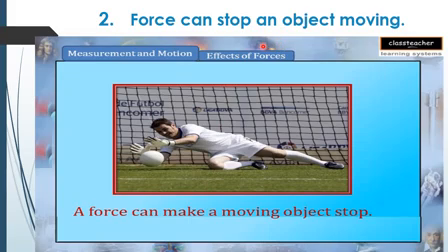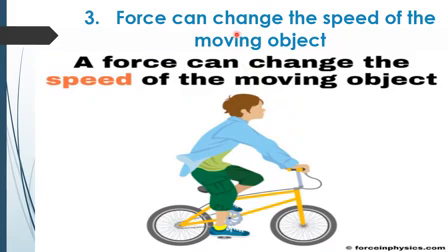Force can stop an object moving. Again, we can take the example of a football goalkeeper. When a kick is made on the goal, or the post of the football, you see the goalkeeper stops the ball. While stopping it, he is basically applying force in the opposite direction to stop that ball. So force is an agent that can stop a moving object. This picture proves this.